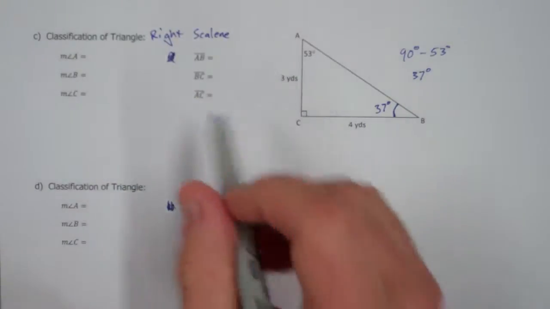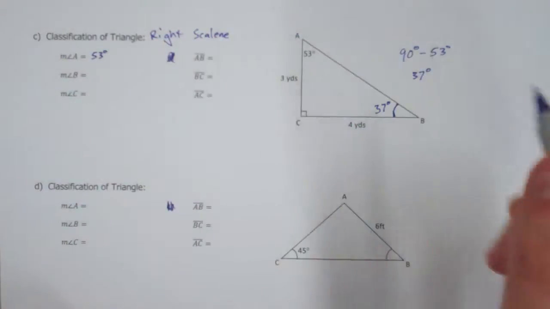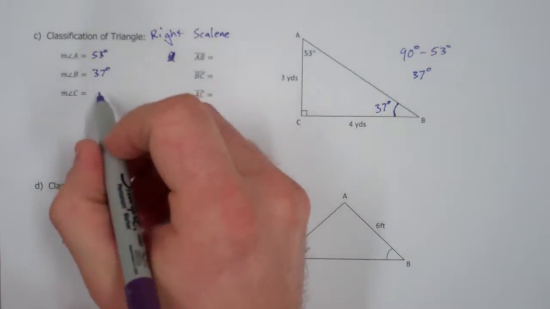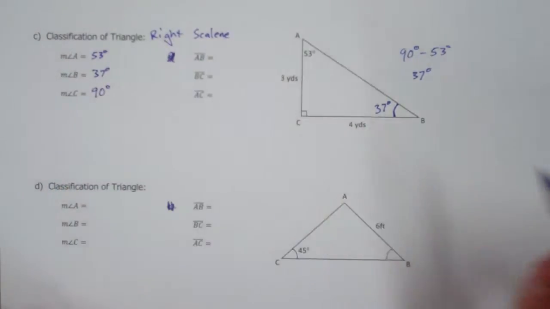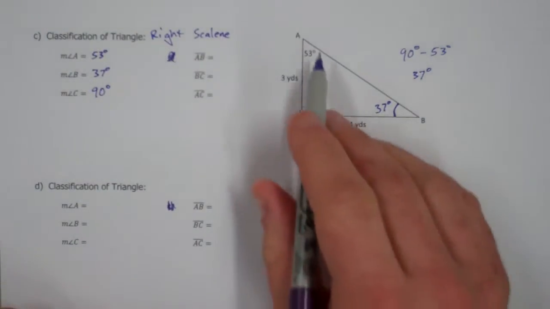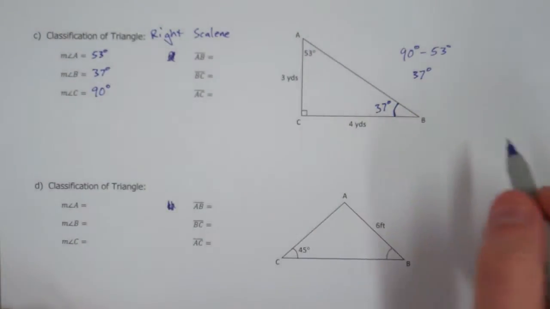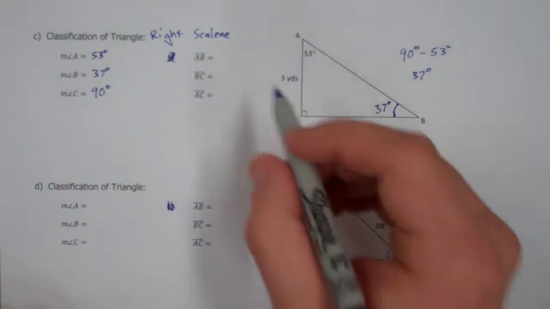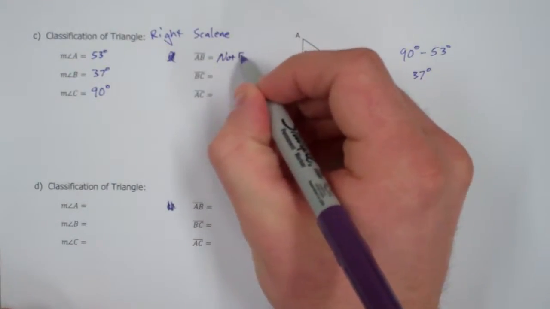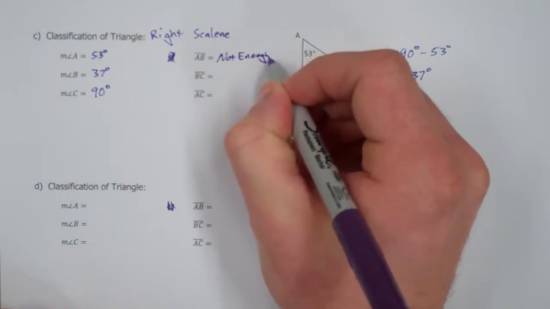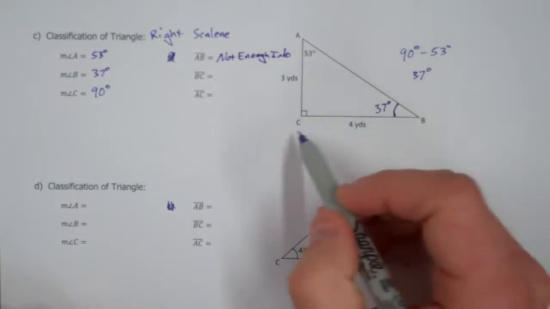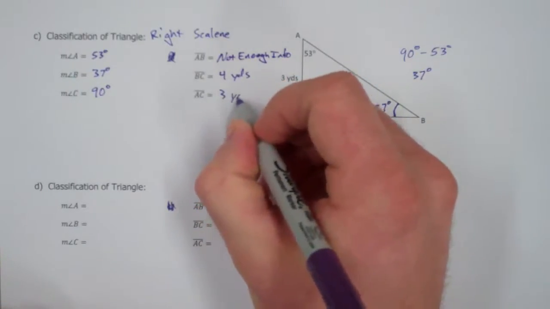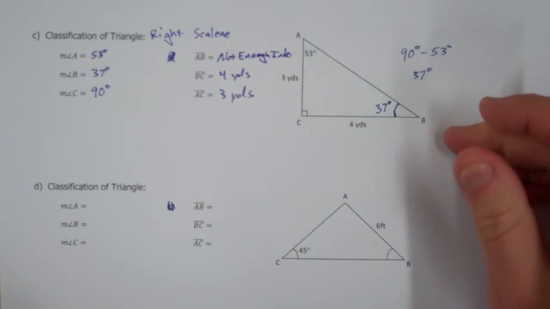Measure of angle A, that's 53. Measure of angle B, 37. And C here has the right angle symbol, so we know that the measure is 90 degrees. AB, remember we said we could figure that out later, with a different formula or theorem. So right now, we can write not enough info. BC is 4 yards. And then AC here is going to be 3 yards. And that's the best we can do right now.